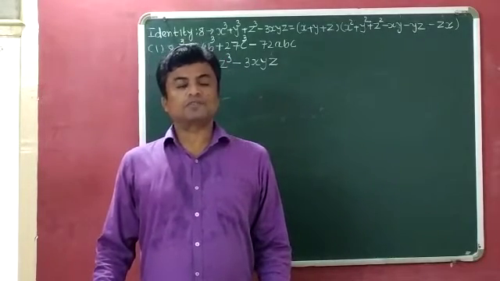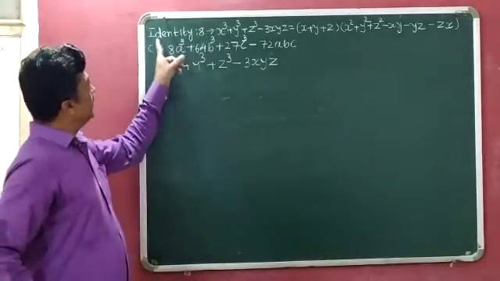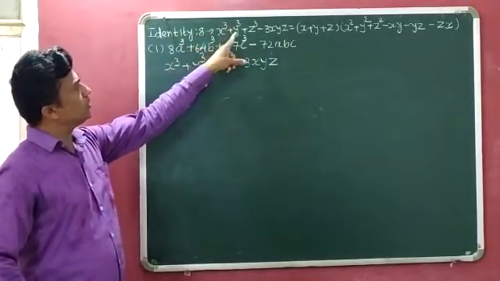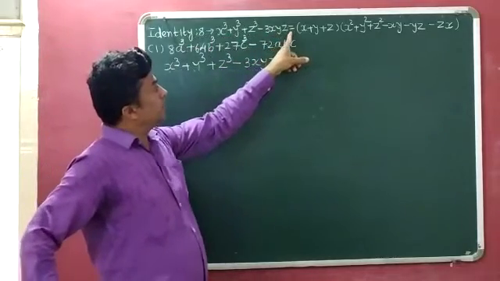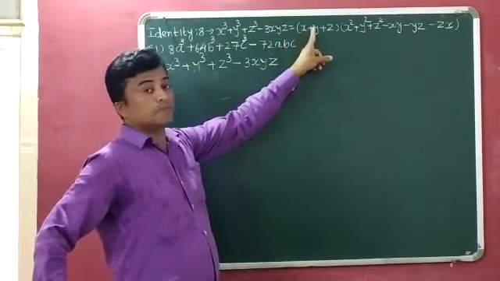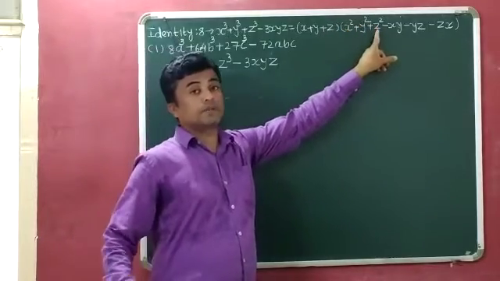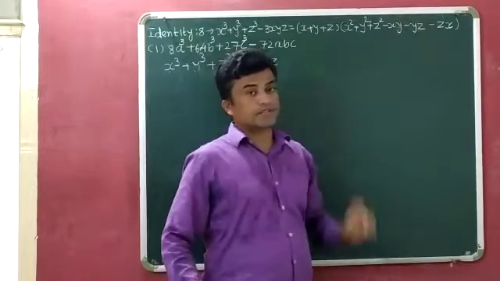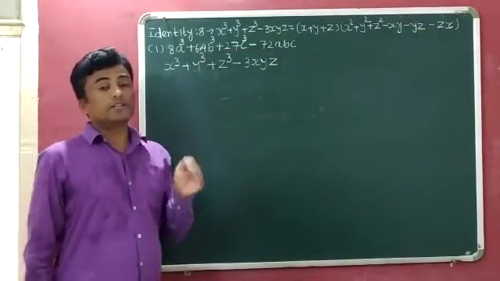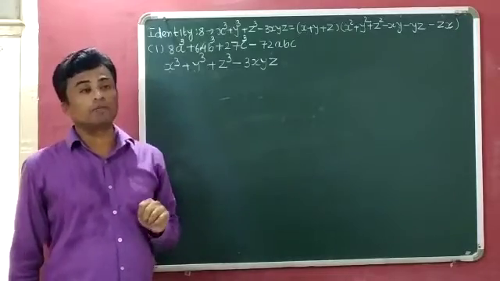Good morning, students. Today we will discuss identity number 8. So see children, identity number 8: x cube plus y cube plus z cube minus 3xyz is equal to, in the first bracket, x plus y plus z, in the second bracket, x square plus y square plus z square minus xy minus yz minus zx. So see children, this identity we can use if and only if four terms are available.